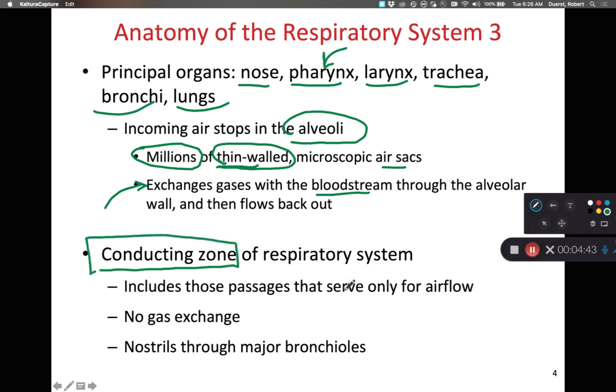As we look at the conducting zone of our respiratory system, the conducting zone is a phrase that refers to passageways that are going to only have airflow. There's no gas exchange. The conducting zone starts at the very beginning of our respiratory system, the nostrils on our nose, sometimes referred to as external nares, and goes all the way to the major bronchioles within the lungs.